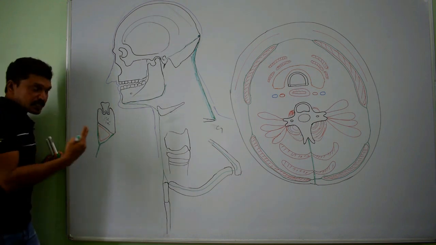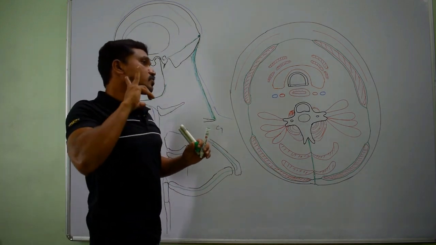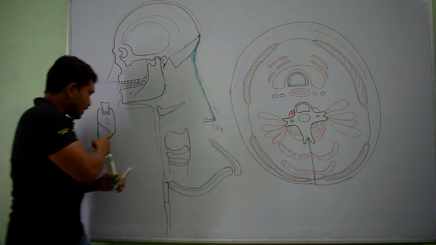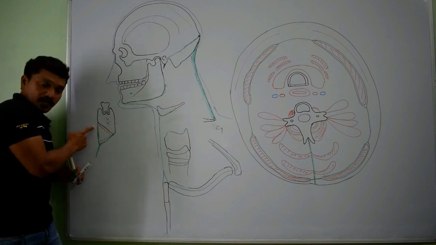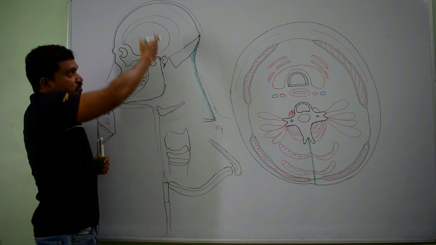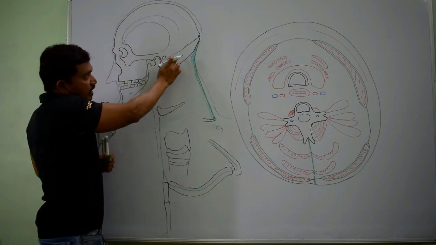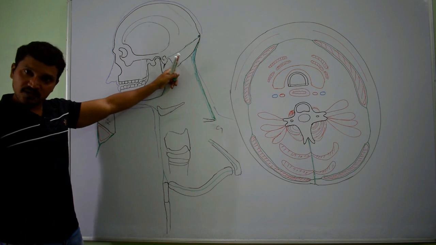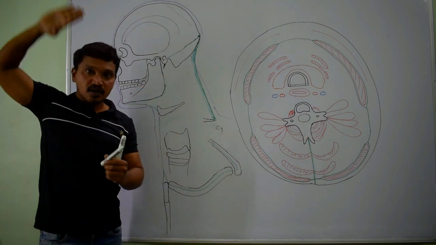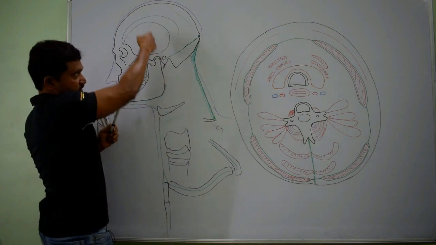That means the investing layer of deep cervical fascia, when it reaches this level, splits into two layers. The outside layer will be attaching to the base of the mandible, the inside layer attaching to the mylohyoid line. Is that clear? Then we will take one more section in between the ramus of the mandible and the mastoid process. To show that, I am taking the coronal section. See here, I am taking the section at this level.